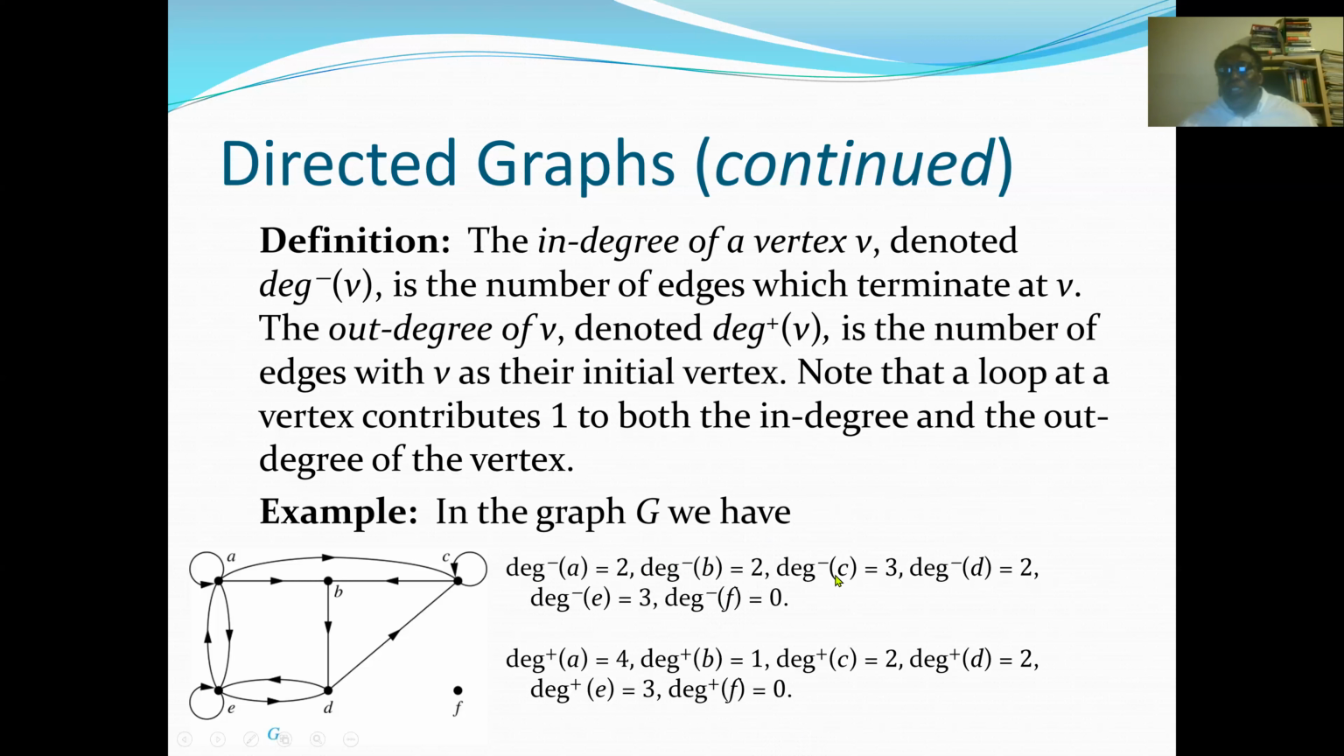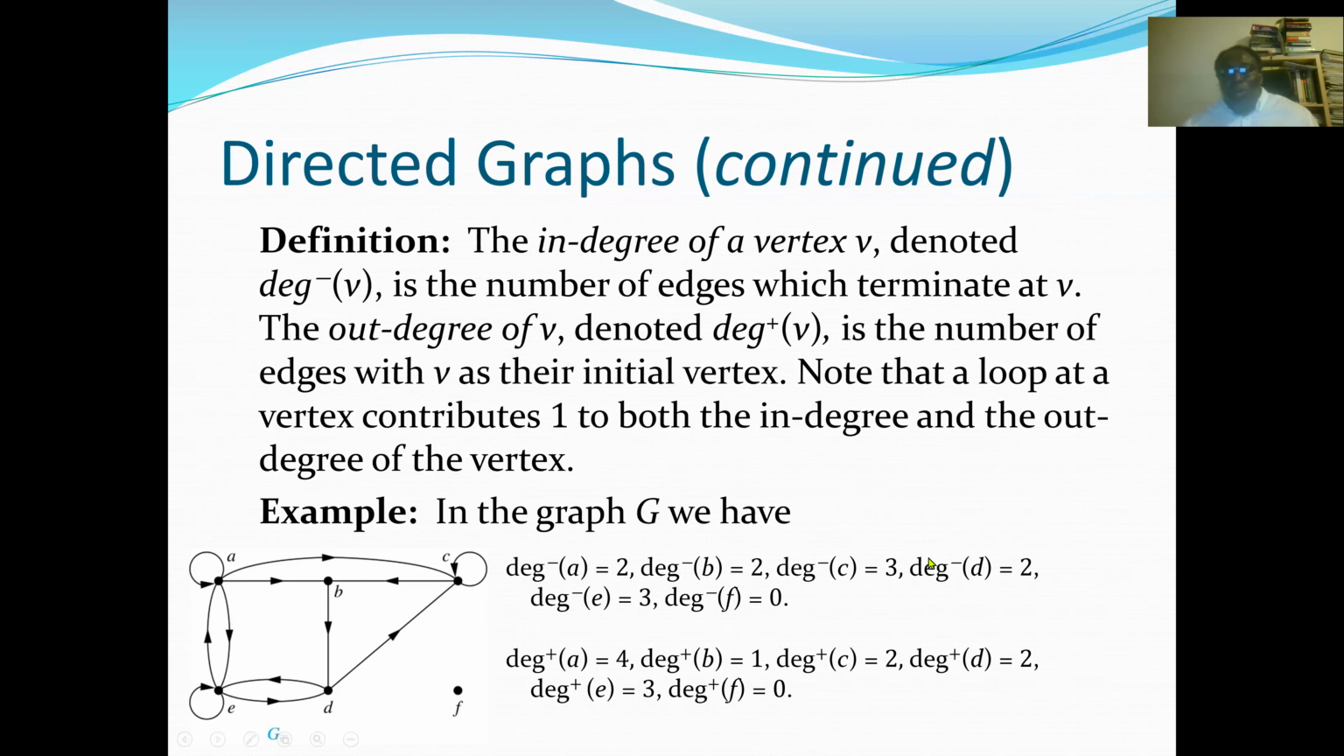Now in degree for C is 3. So let's see why C is 3. The loop is 1, and we have from C to A and C to B. So that's 3. C to D actually is D to C. The direction shows D to C, not C to D. So that will give us 3.